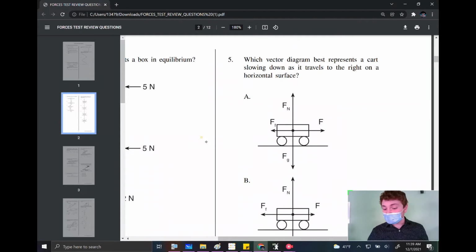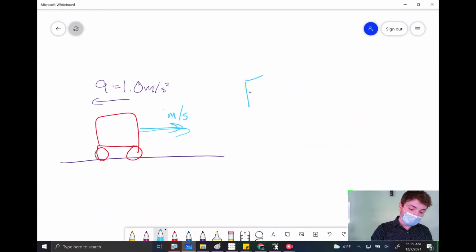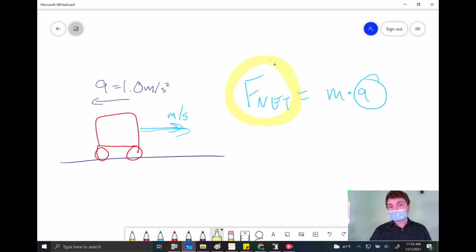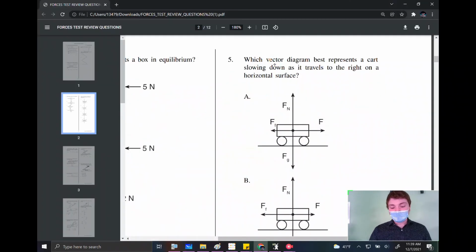So, to put this in terms of forces, if I want to accelerate to the left, in other words, I want to decelerate, I need to have a net force as per Newton's second law, right? Net force equals mass times acceleration. If I want an acceleration to the left, I need a net force that's happening to the left. So let's look at these. Let's see which one gives me a net force to the left.